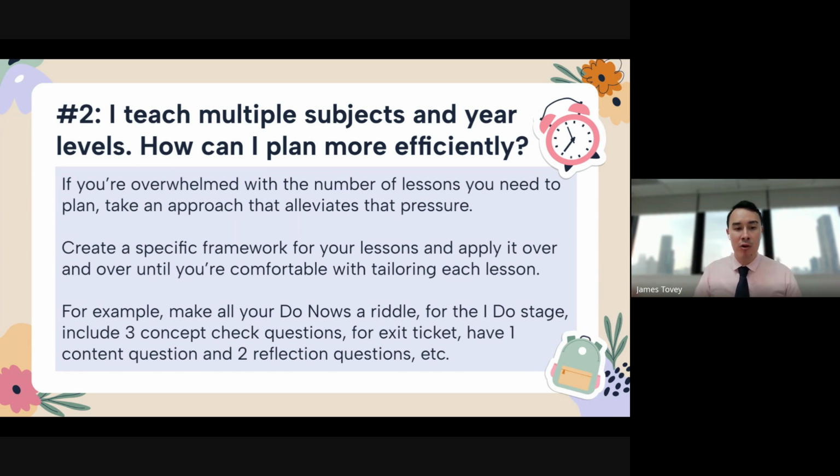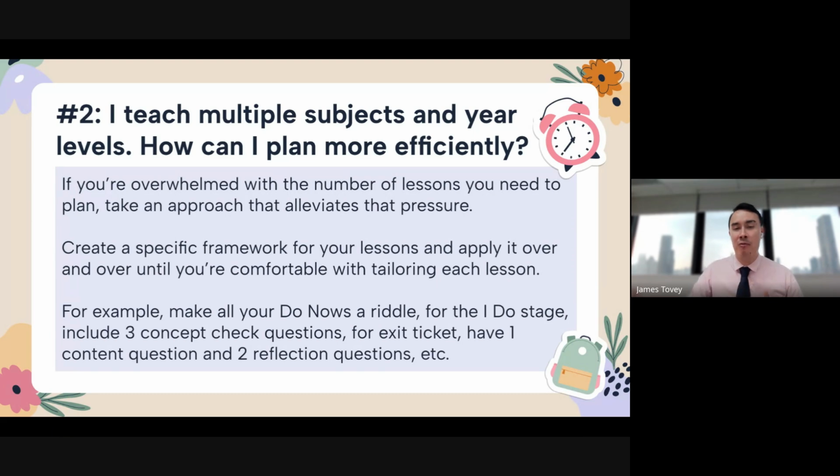So create a framework that looks like your lesson. So you've got a lesson plan, but do a copy and paste kind of thing from each lesson to the next. Apply it and keep applying it over and over. Keep copy pasting until you're comfortable with making some individual tailoring. So, for example, you can make all your do nows a riddle, or all your do nows just a review question from your previous lesson.